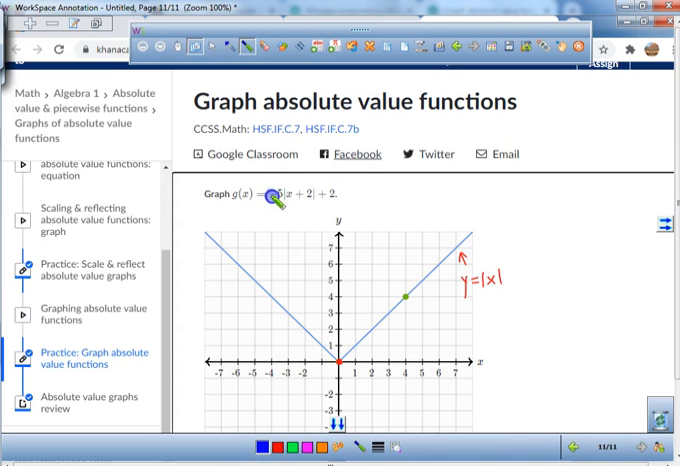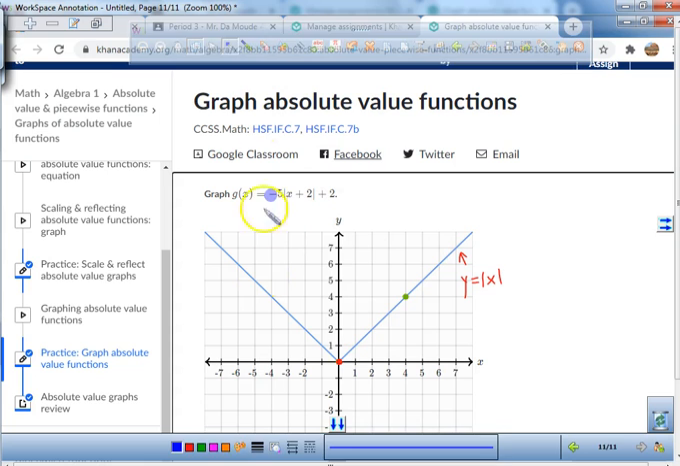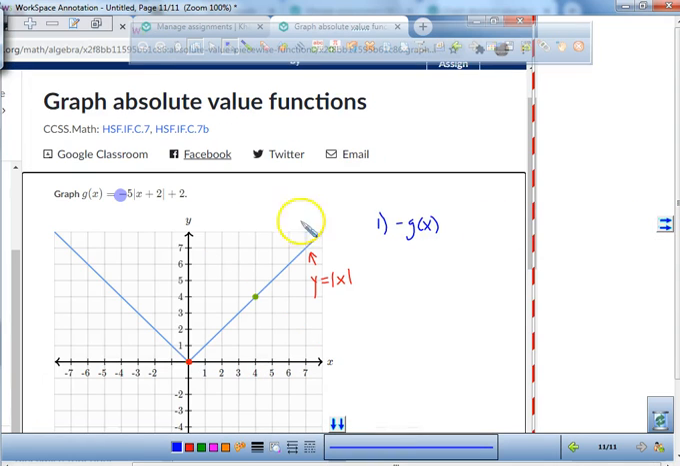The first thing I'm going to pay attention to right here is this negative sign. That means it's going to open down. It's going to reflect across the x axis. So number one, that negative sign is like negative g of x. And if this is positive g of x, negative g of x would reflect across the x axis. But basically, in short, it's just going to open down. That absolute value function is going to open downwards.